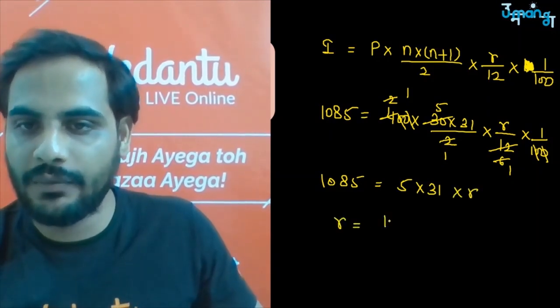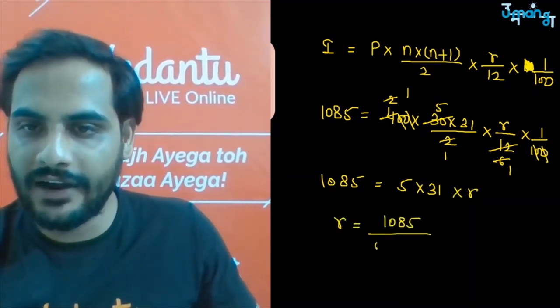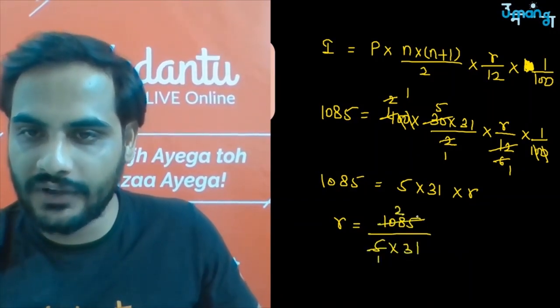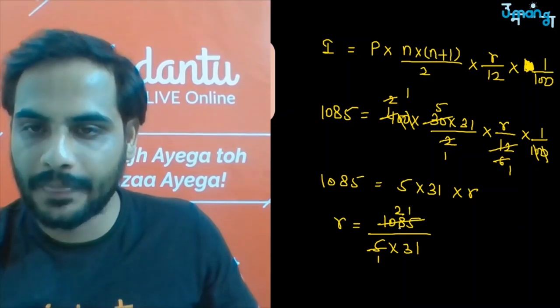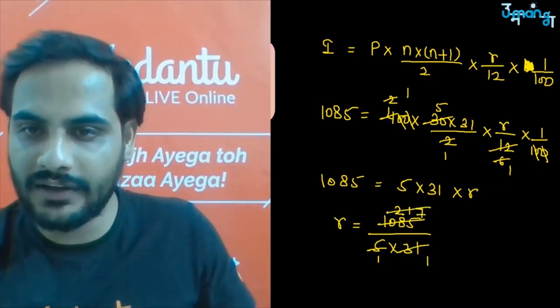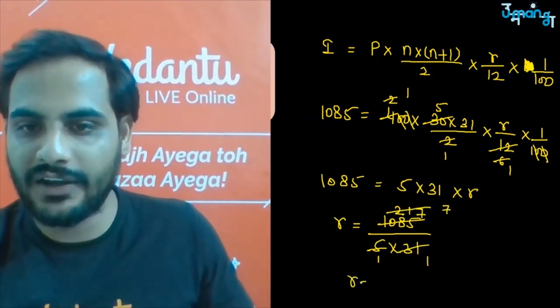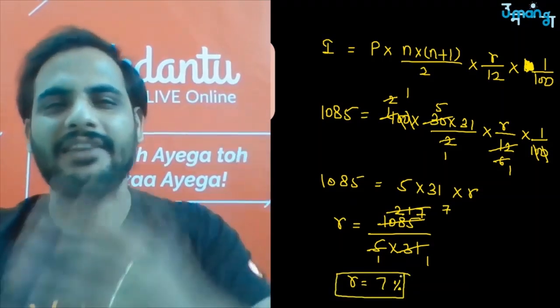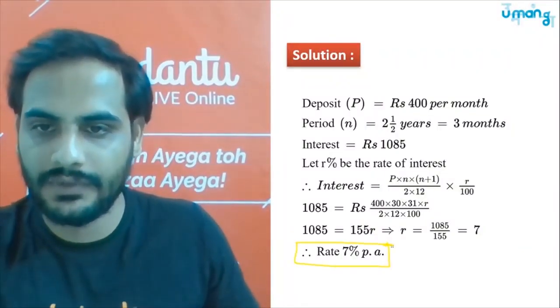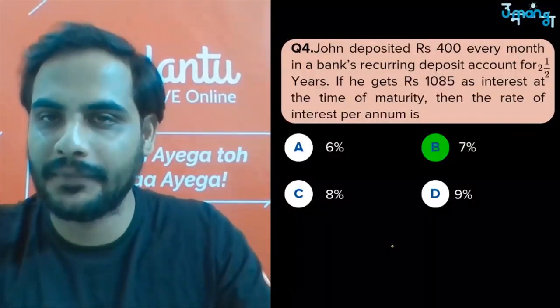So R is equal to 1085 divided by 5 into 31. 5 ones are 5, twos are 10, then 5 ones are 5, and remainder 3, 5 sevens are 35. So it will be equal to 31 ones are 31, sevens are 217. So R is equal to 7%. Got it? So same way, just here transposition you have to do. R is equal to 7% per annum. Is it clear?